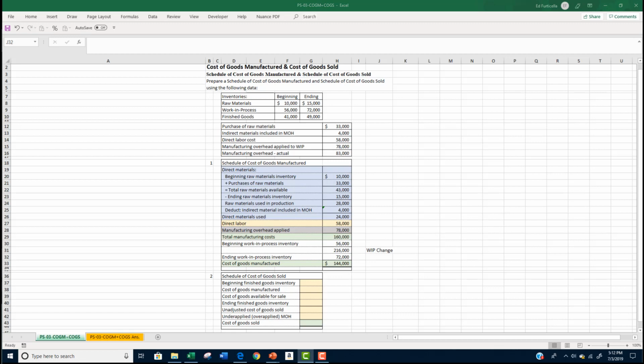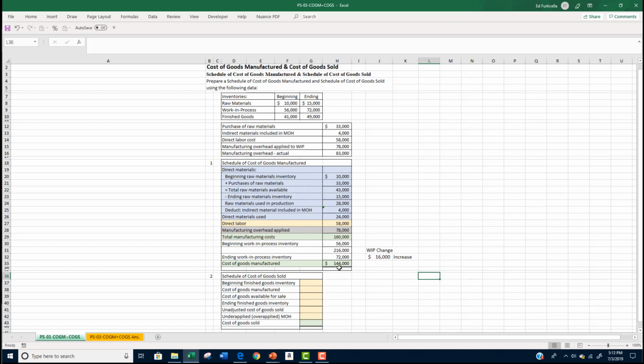And to the right, I say that the work in process change in this problem was 16,000. In other words, our beginning work in process was 56, our ending work in process 72. So we went from a beginning balance of 56 to 72. We increased our work in process by 16,000. Because we increased our work in process by 16, when we got this total manufacturing cost of 160, we had to subtract the 16 from it to get the goods manufactured of 144,000.